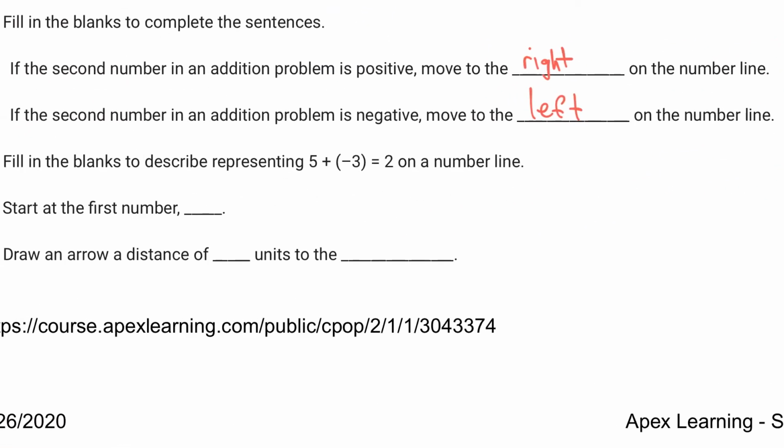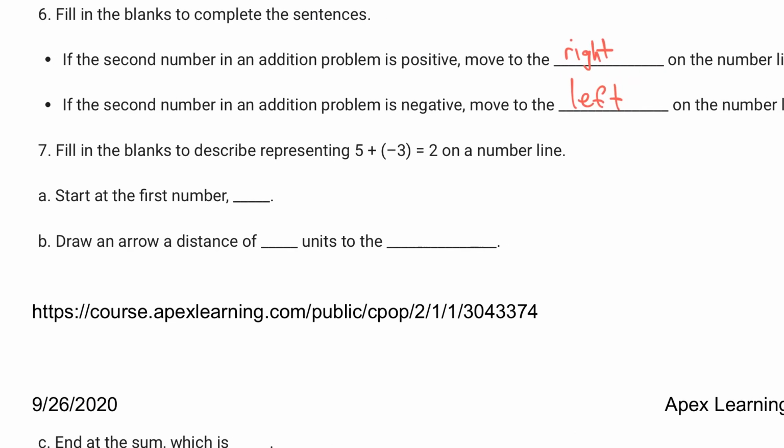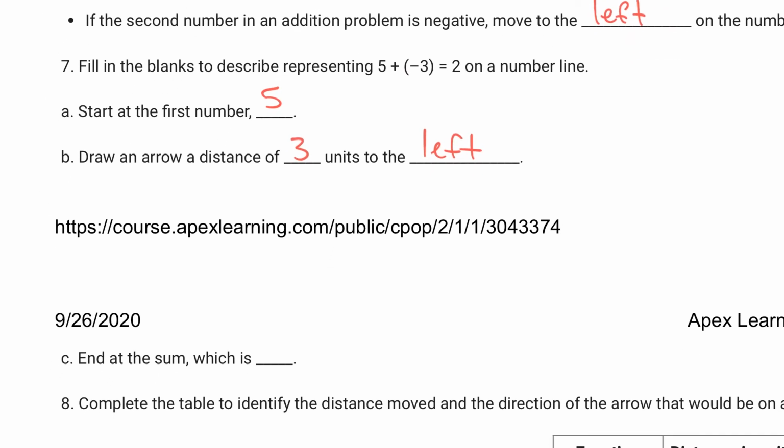Okay. So fill in the blanks. Well, here the second number is negative, so I have to move to the left. So you start at 5, and I have to move a distance of 3 units to the left. And I got that from here, the 3 units to the left. And so enter the sum, which is 2. Because that sum right there says it's 2.